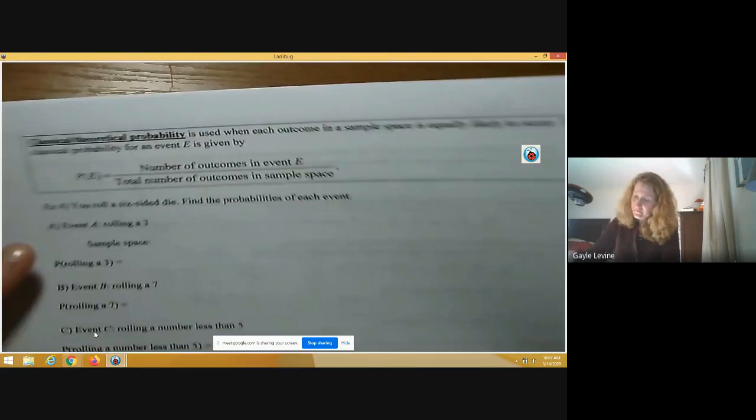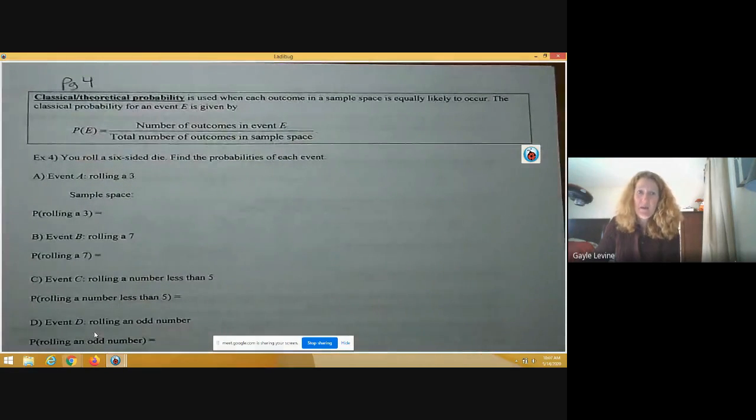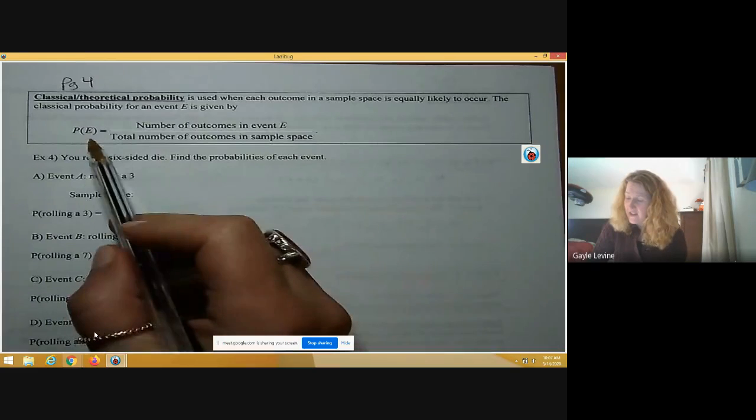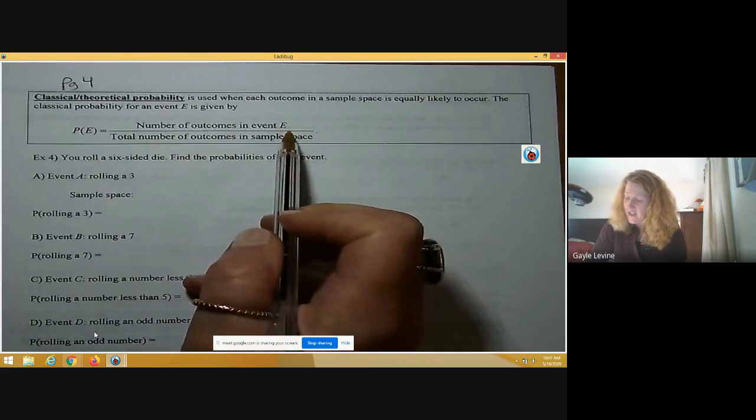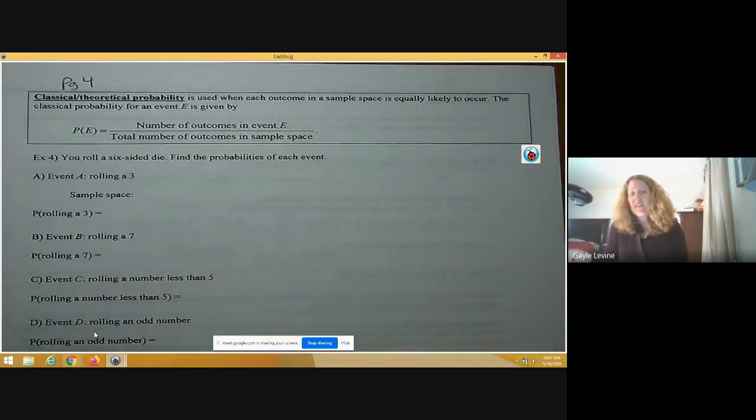Okay, so I'm going to go on to page 4. This is page 4. Okay, and we're going to start looking at some classical probability questions. So this is used when each outcome in a sample space is equally likely to occur. Classical probability for an event E is given by the probability of E equals the number of outcomes in event E divided by the total number of outcomes in the sample space. I feel like that's pretty complicated when these questions really aren't that difficult. So don't let that intimidate you.